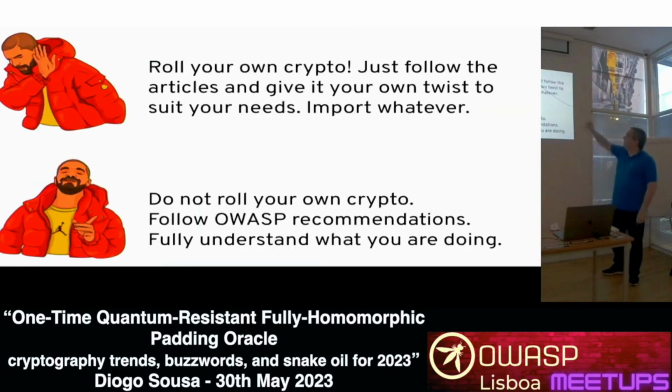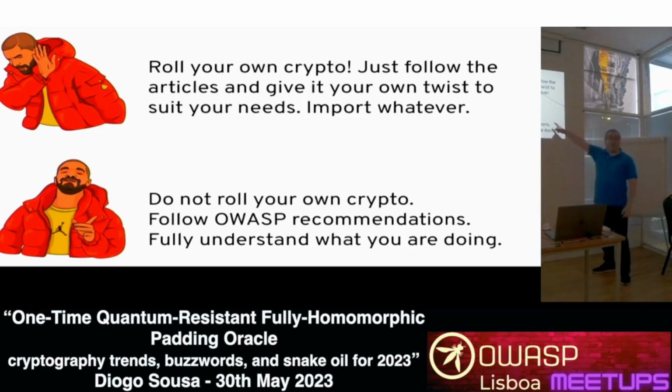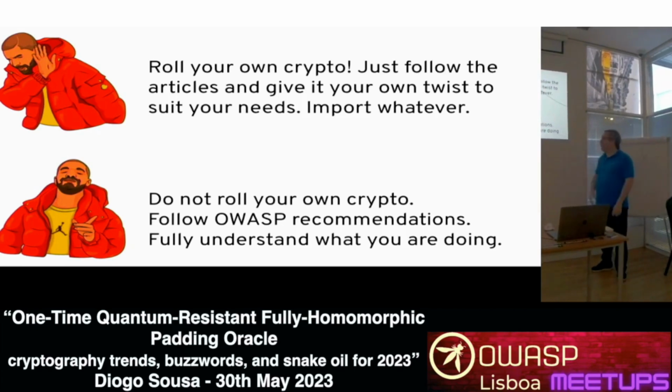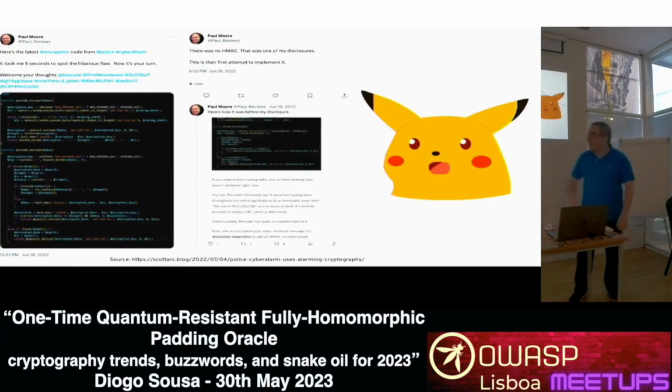Yeah, final slides. Of course, roll your own crypto: just follow the articles and give it your own twist, suit your needs, whatever. Do not roll your own crypto. Follow OWASP recommendations, of course. Top 10 for password storage, top 10 for cryptography as well. Fully understand what you are doing, and this is the important part. If you are building a cryptographic system, you must fully understand what's going on. It's not like, oh, this is the default, I'm going to go with it. No, fully understand what's going on. Because if you don't, here's what's going to happen.